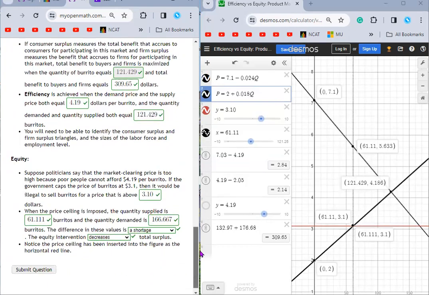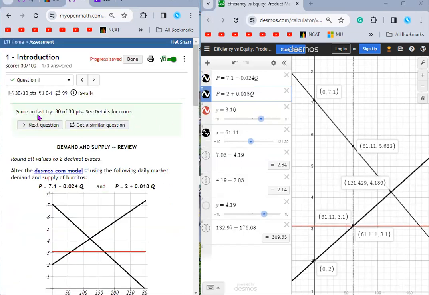And if you don't have 100% on this, there's a button up here that you're going to see right here. Get a similar question, and you can redo it, and that'll give you a different demand and supply curve and a different maximum price.